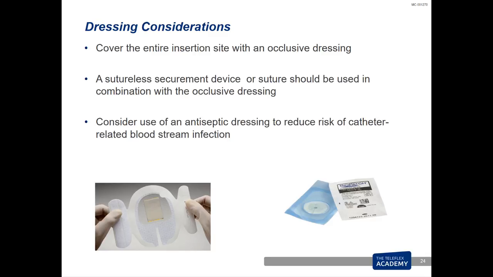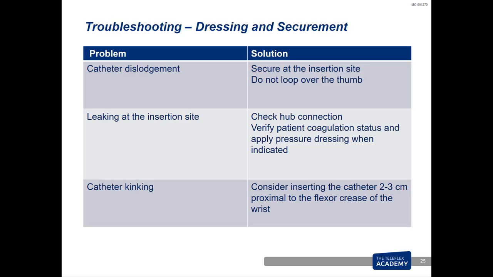And when I say reduce the risk of catheter-related bloodstream infection, you should actually be monitoring arterial catheters for infection-related risk. So if you have a patient that is being cultured of all lines and tubes for suspected infection, arterial catheters should also be sent for culture during this examination. Dressing and securement. Catheter dislodgement is probably the primary dressing and securement problem. Secure at the insertion site and not looping over the thumb will increase the catheter insertion rate, but also the dwell of the catheter and the mechanical function of the catheter.